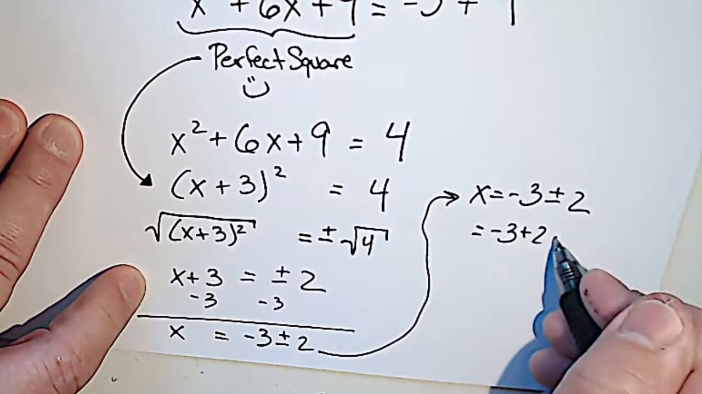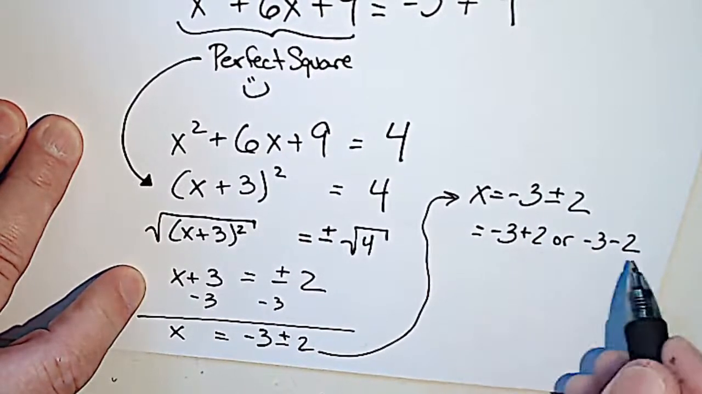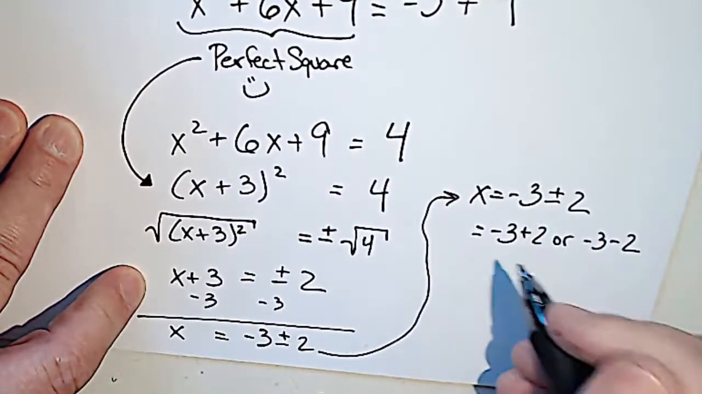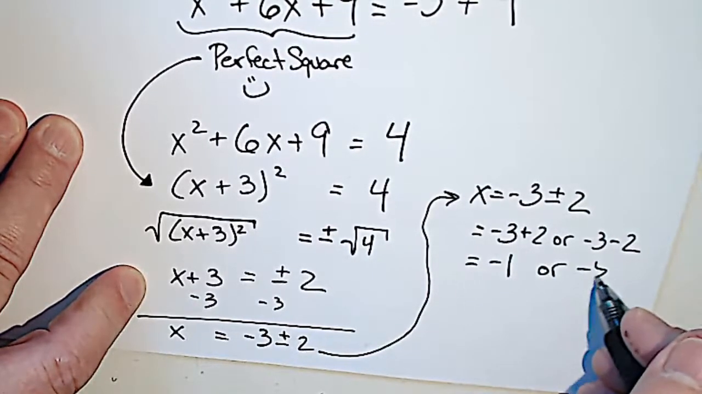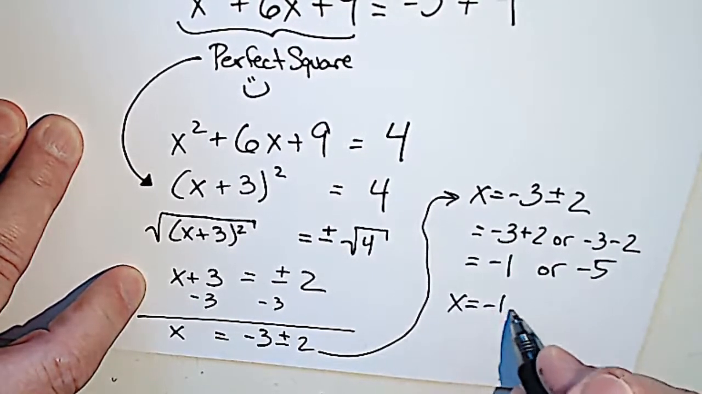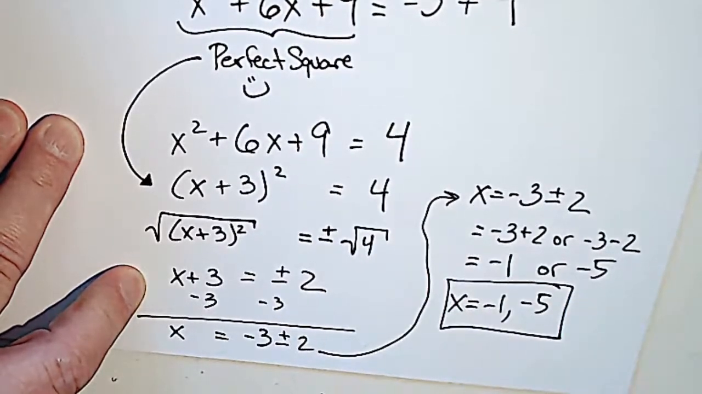-3 plus 2 or -3 minus 2, right? Plus or minus 2, so we've got to go with both. -3 plus 2 is -1. -3 minus 2 is -5. X equals -1 or -5. And remember, the comma means or, so you don't even have to write the word or.